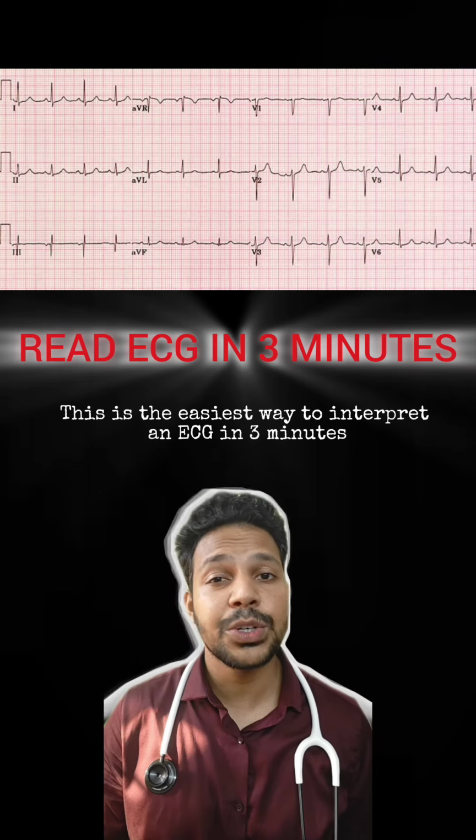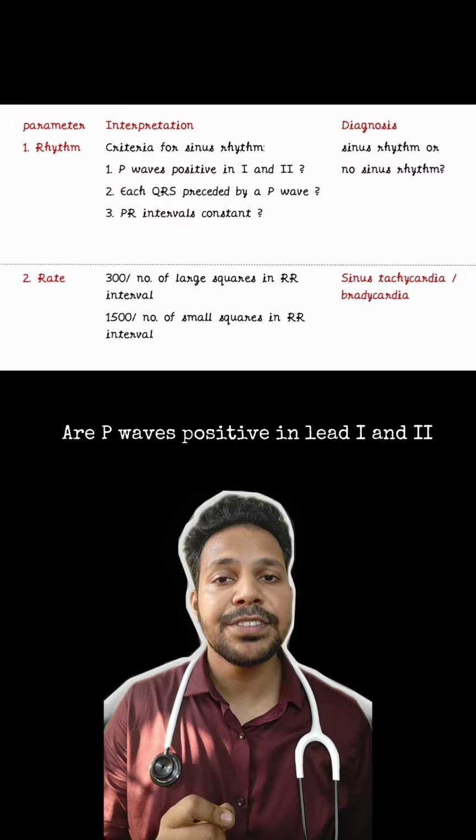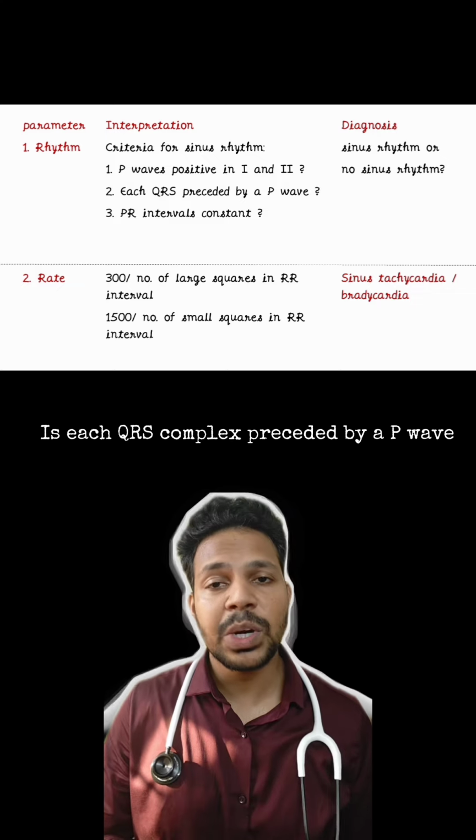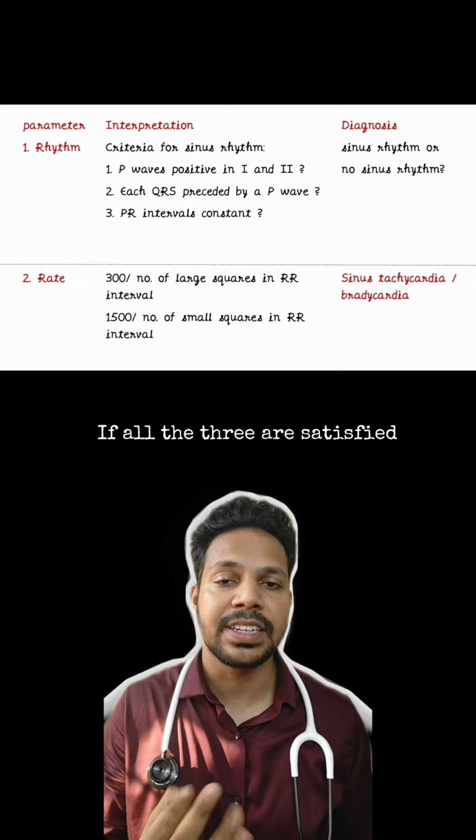This is the easiest way to interpret an ECG in 3 minutes. Let's start. Look at the rhythm. Are P waves positive in lead 1 and 2? Is each QRS complex preceded by a P wave? Are the PR intervals constant? If all three are satisfied, then it is sinus rhythm.